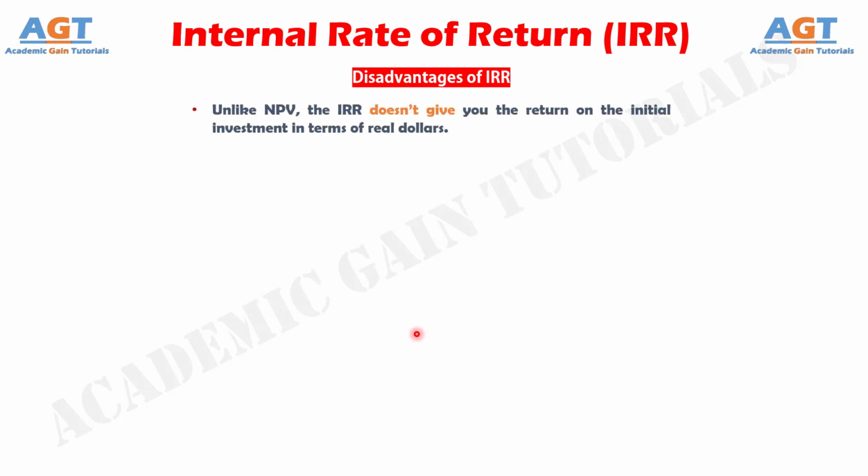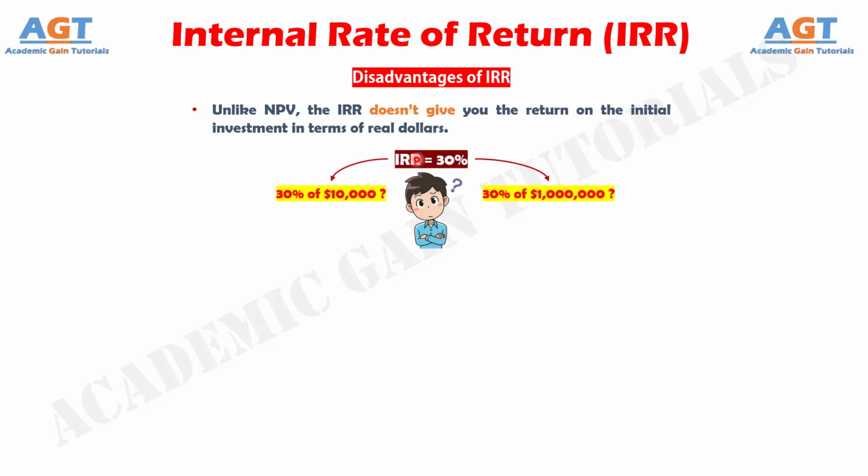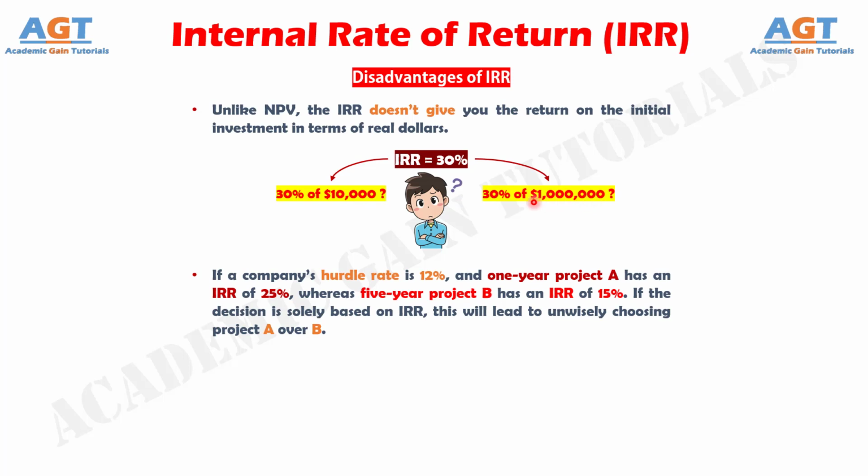Unlike net present value, the internal rate of return doesn't give you the return on the initial investment in terms of real dollars. For example, knowing an IRR of 30% alone doesn't tell you if it's 30% of $10,000 or 30% of $1 million. Using IRR exclusively can lead you to make poor investment decisions, especially if comparing two projects with different durations.